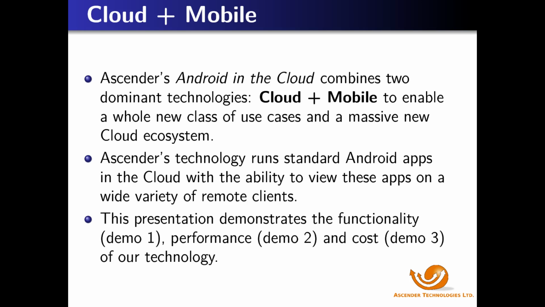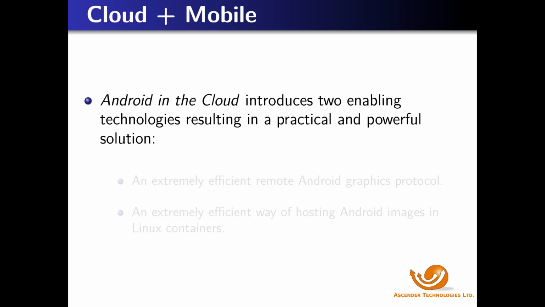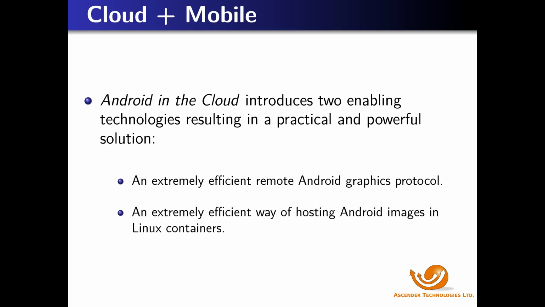In the second demo, we compare the performance of a local cloud server with a remote cloud server 4,000 kilometers away on another continent. The third shows multiple independent Android images running on one ARM server. This gives an estimate for the cost of the service. 2 enabling technologies are used to create the Android in the cloud service: a remote Android graphics protocol with very low resource usage, and an extremely efficient technique of running Android images in Linux containers.